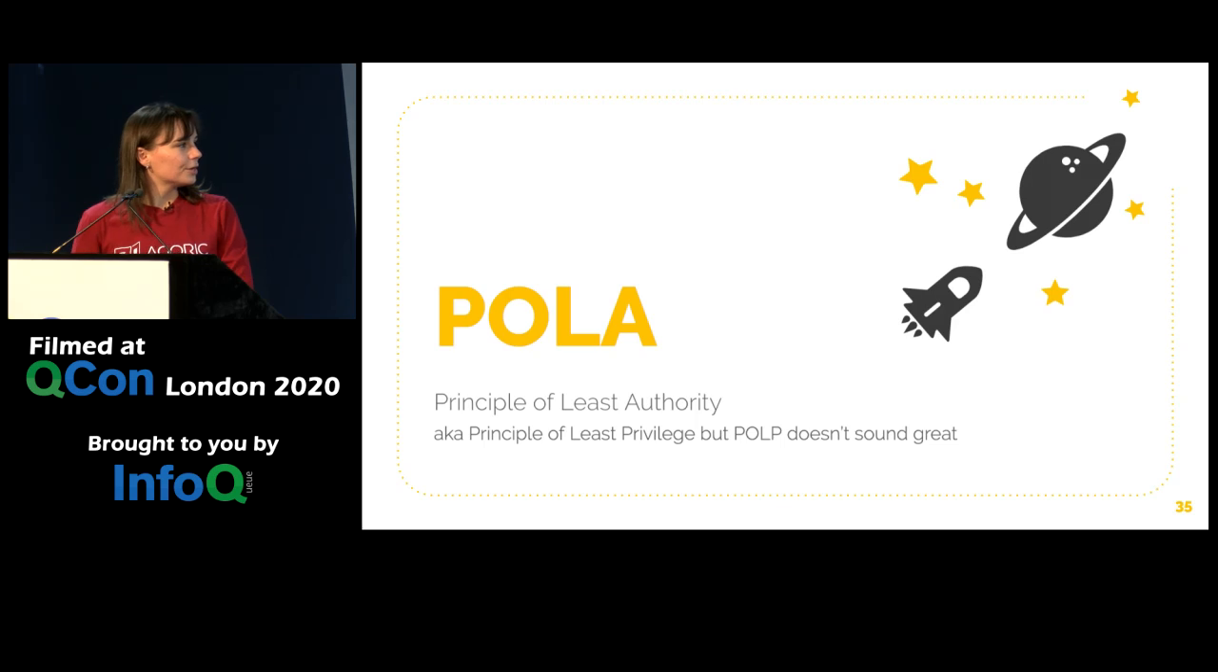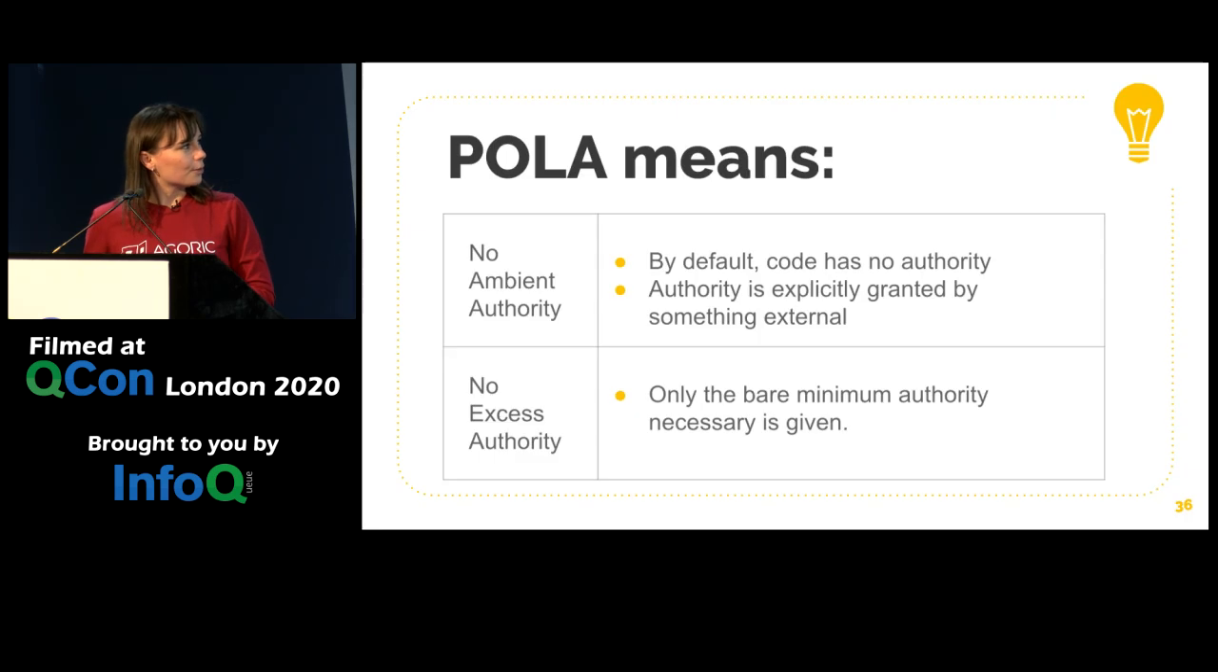OK, so there's this thing called the principle of least authority, or POLA. It's also known as the principle of least privilege, but POLA doesn't sound as great. So what POLA means is that there should be no ambient authority and no excess authority. By no ambient authority, we mean that by default, the code shouldn't have any authority.